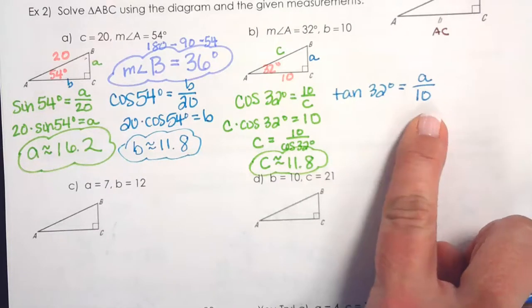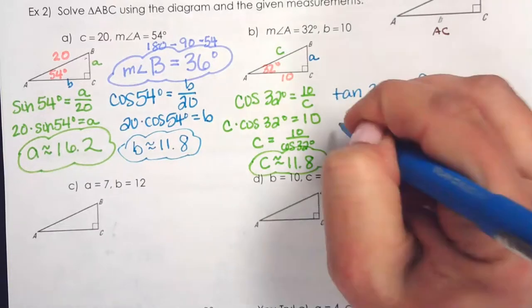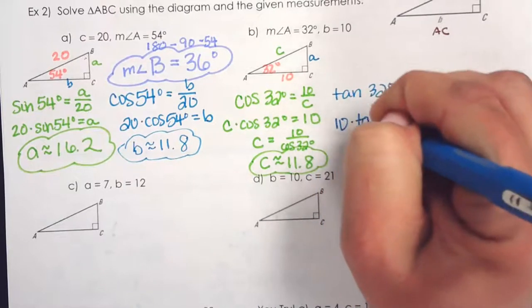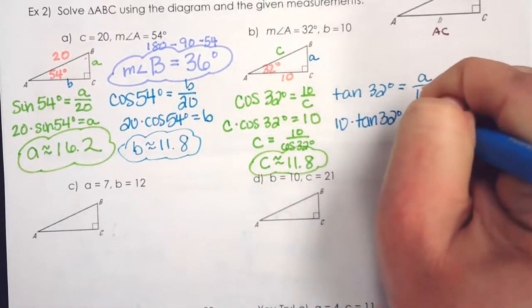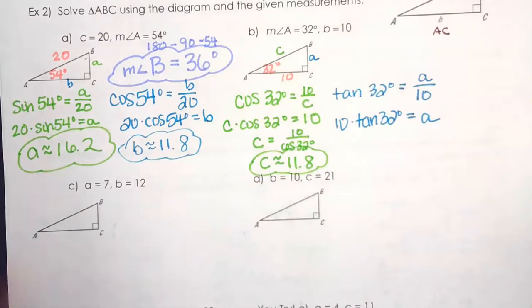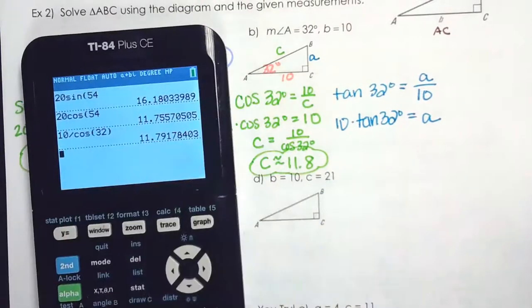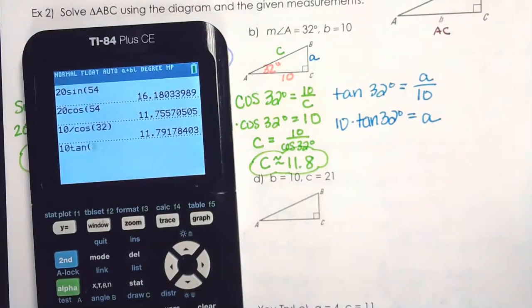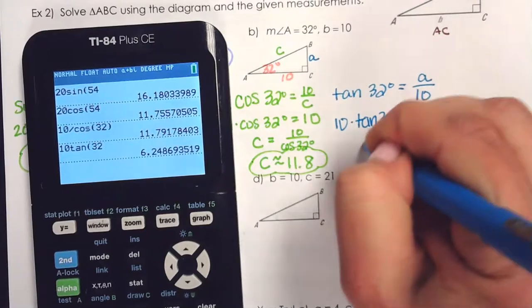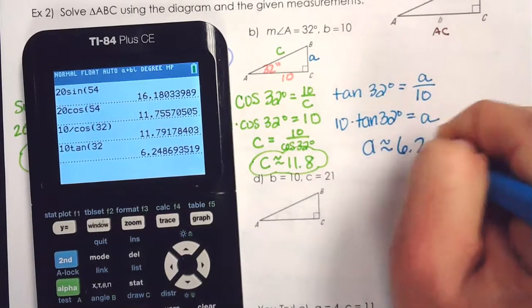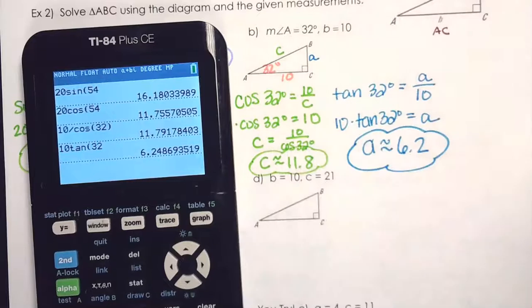Again, to clear the fraction, I multiply by the denominator, which is 10. And multiplying by the denominator isolates the A. So I just punch in 10 times the tangent of 32. So my A is about 6.2. All right.